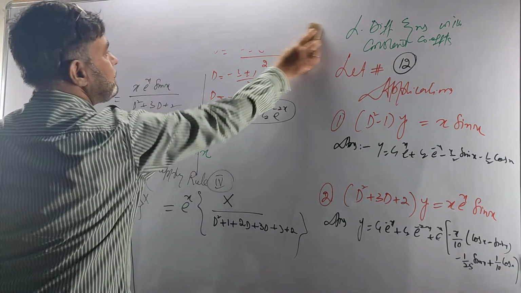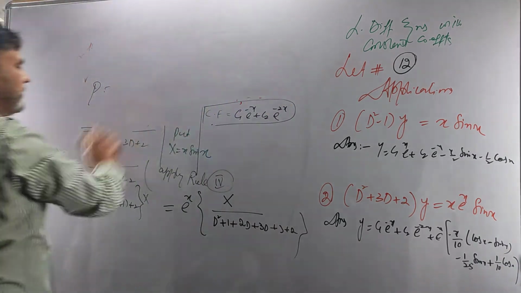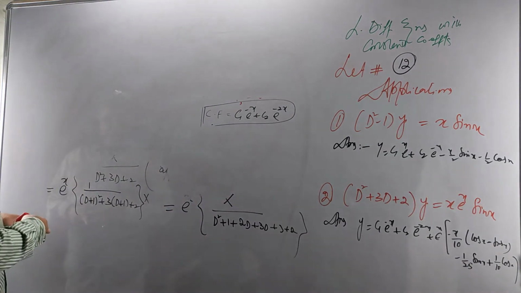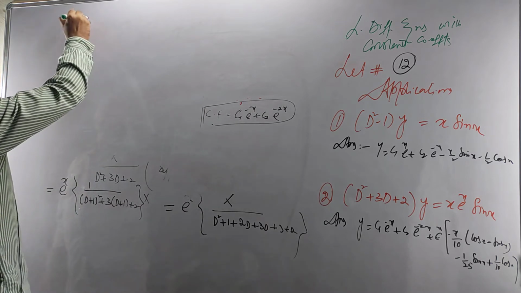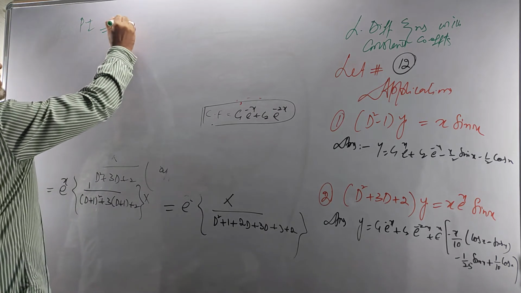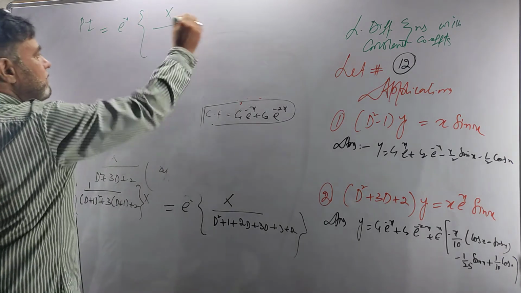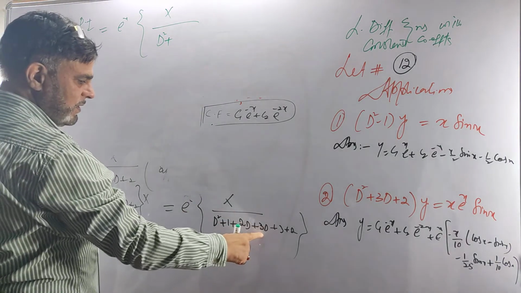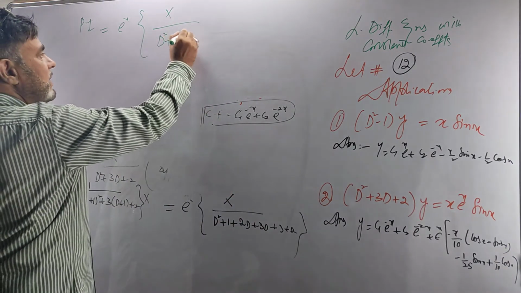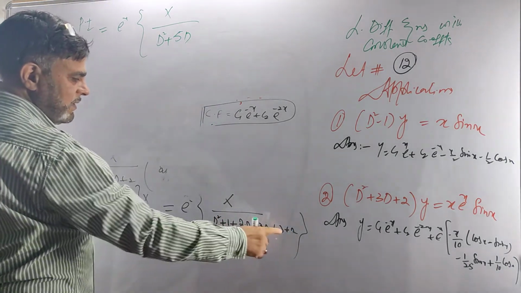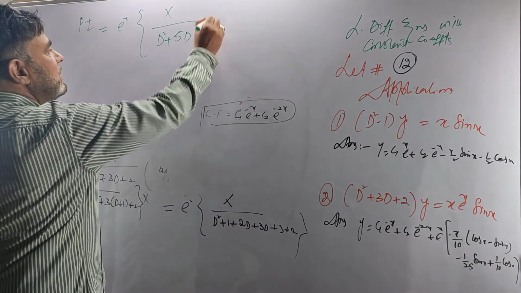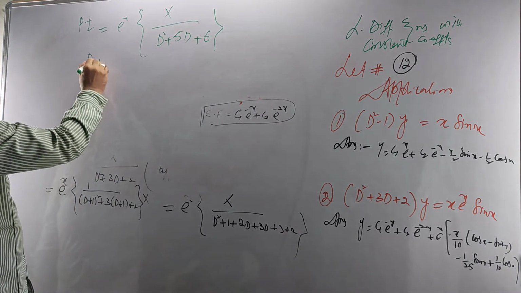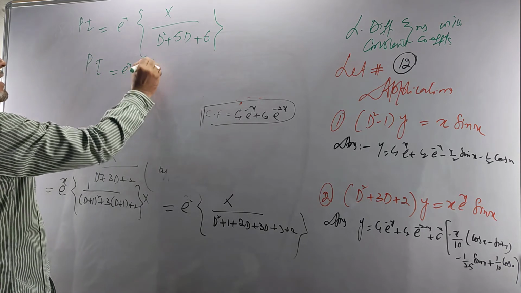This is my particular integral now. Particular integral is e raised to the power x out, x by d square plus 5d plus 6. I have to find out the particular integral for this. I will write PI is equal to e raised to the power x into I1.